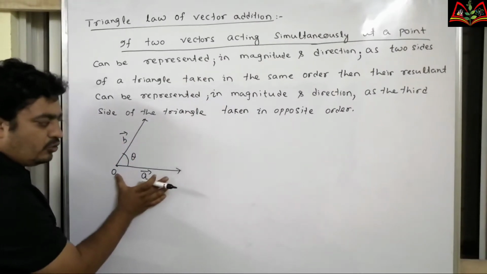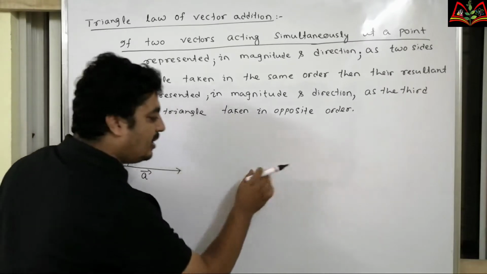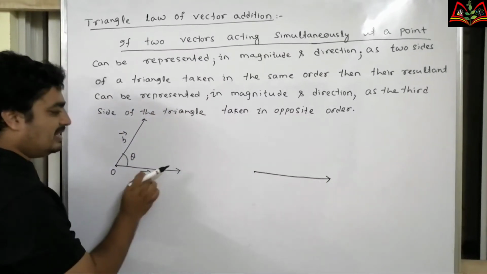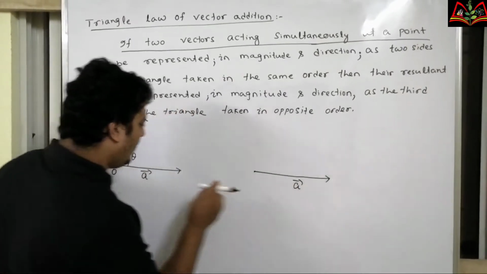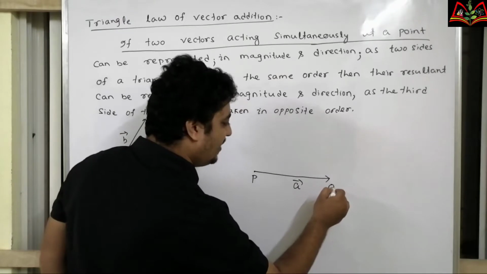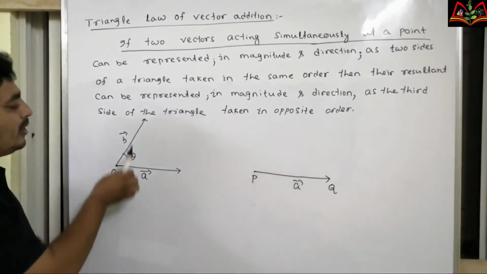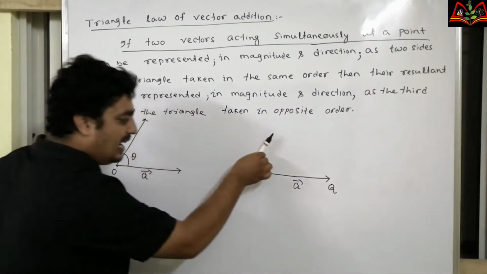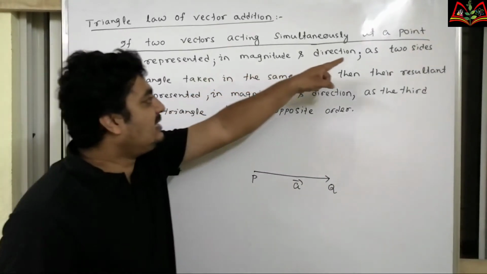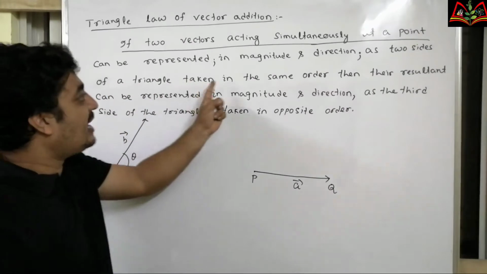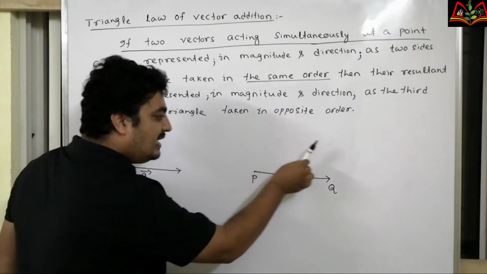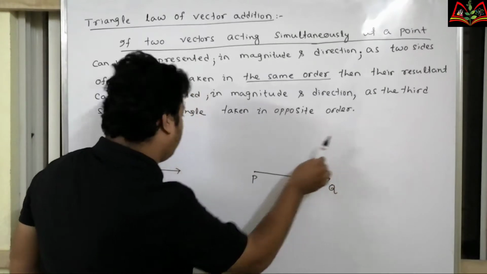We all know that we can shift a vector parallel to itself. So, let this be the vector A. We place it parallel to itself here. Let this side be PQ. Now, we have to place B either at P or at Q. It states that the two sides of a triangle are taken in the same order. So, in order to maintain the same order, we have to place B here.